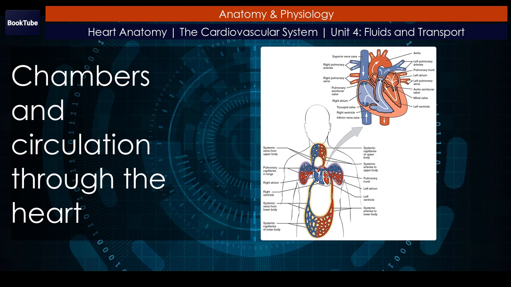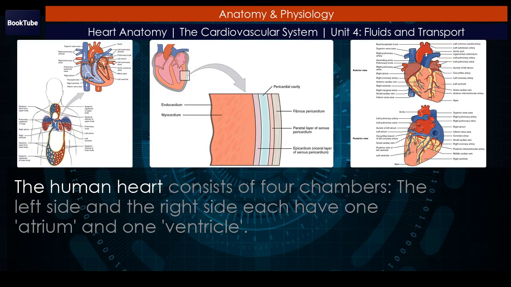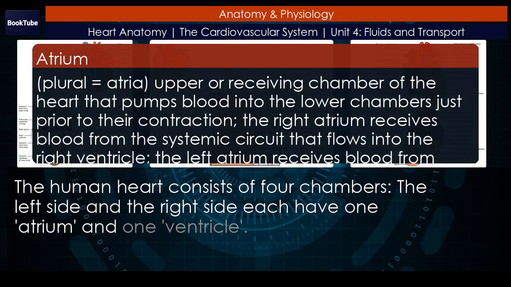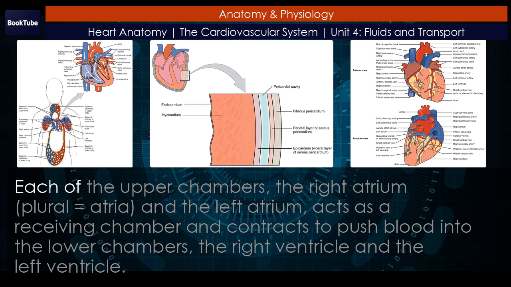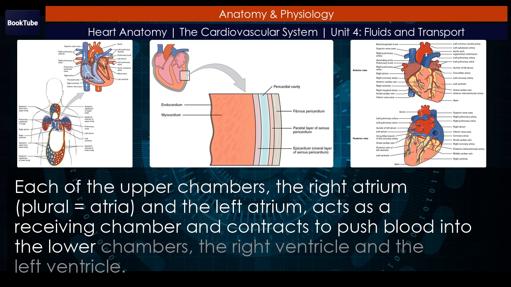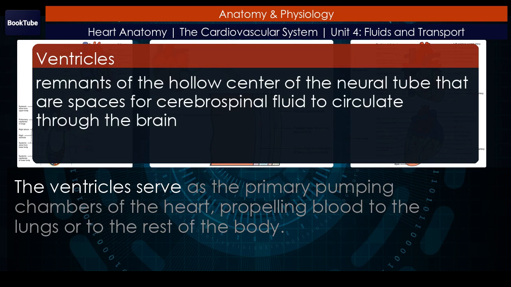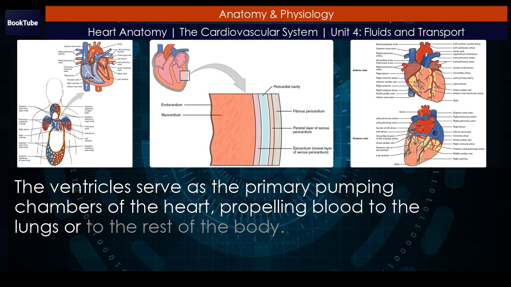Chambers and circulation through the heart. The human heart consists of 4 chambers. The left side and the right side each have 1 atrium and 1 ventricle. Each of the upper chambers, the right atrium (plural: atria) and the left atrium, acts as a receiving chamber and contracts to push blood into the lower chambers, the right ventricle and the left ventricle. The ventricles serve as the primary pumping chambers of the heart, propelling blood to the lungs or to the rest of the body.